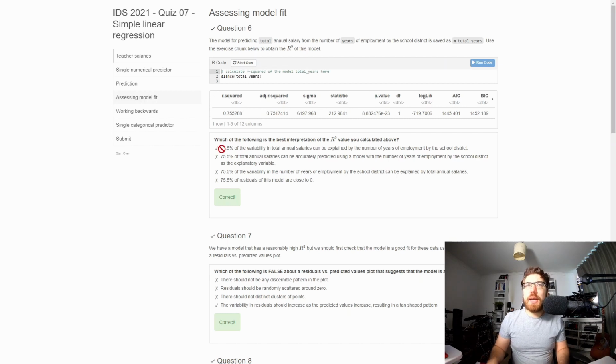So in this case, we actually find that 75% of the variability in those total annual salaries can be explained by the number of years in employment. That sounds pretty good. You can maybe go back if you want some more information on R squared and have a look at some of the previous lectures. But essentially, you just need to remember that R squared is assessing how well our model is accounting for the variability in what we're trying to predict.